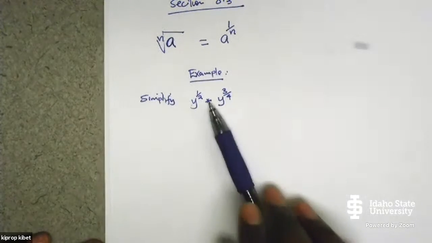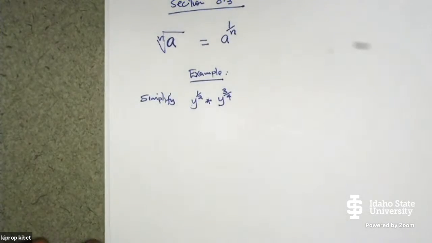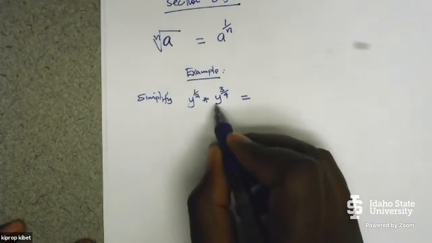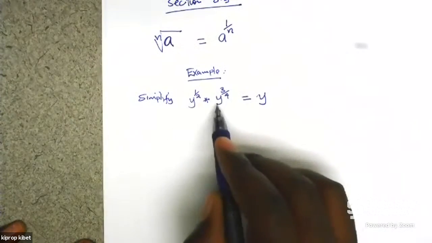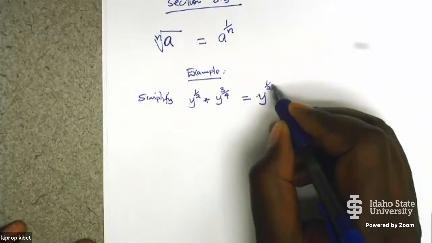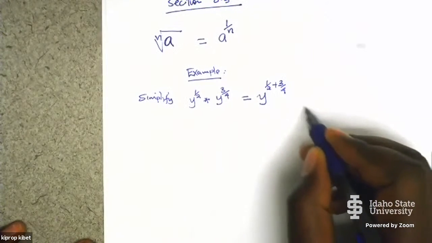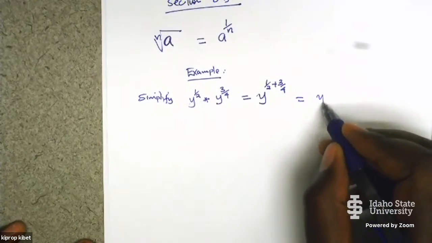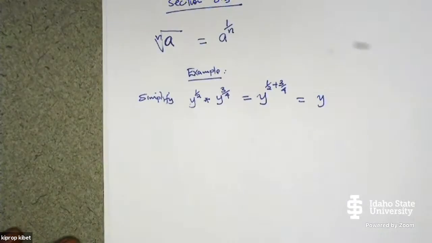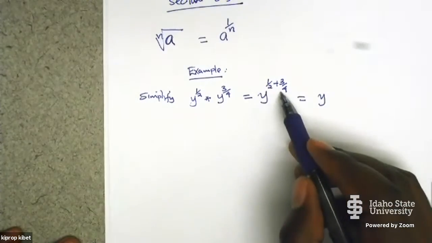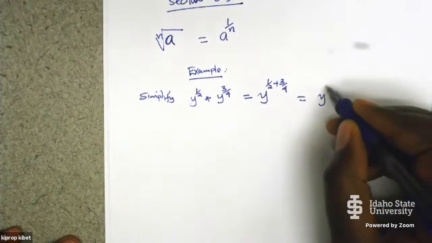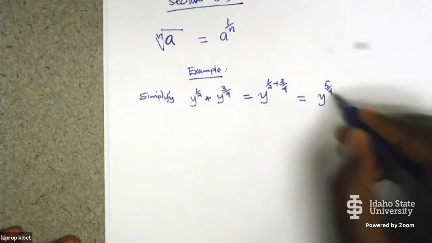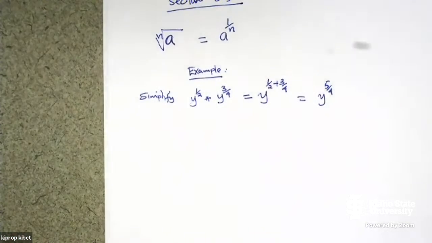Now, looking at this using the properties that we did in section 5.1, since the bases are the same, we can add the powers. So 1/2 plus 3 over 4, and this is equal to y raised to what? The least common multiple there is 4. So 2 plus 3, which is 5 over 4. y raised to 5/4.